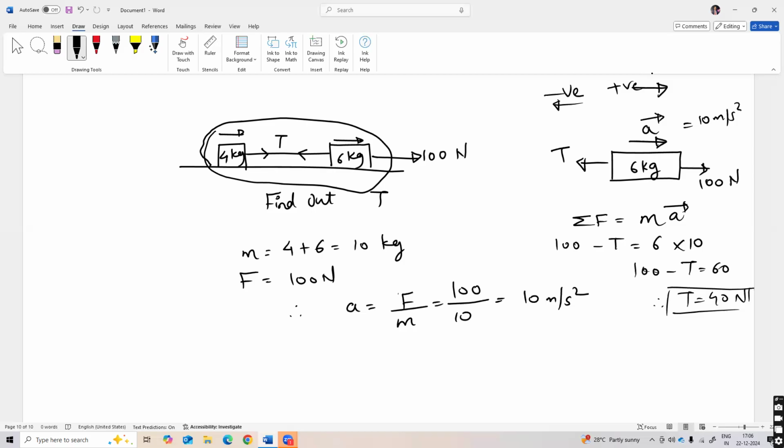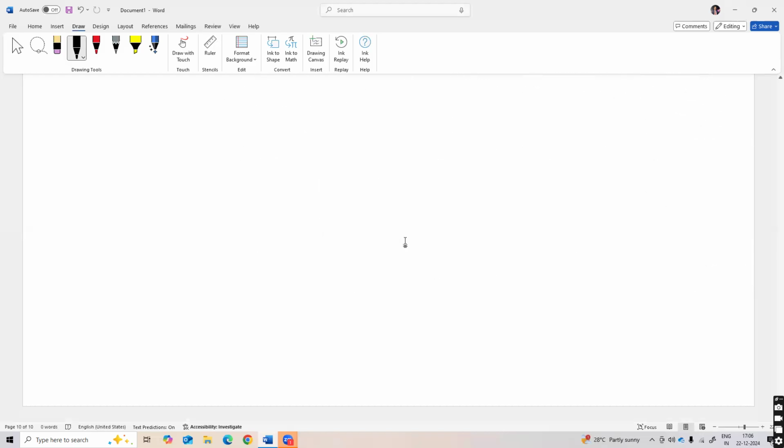So this is how we can find out tension in the string when both the masses are attached with a string and there is some force acting on the whole system. Instead of two masses, we can consider the example of a larger number of masses.